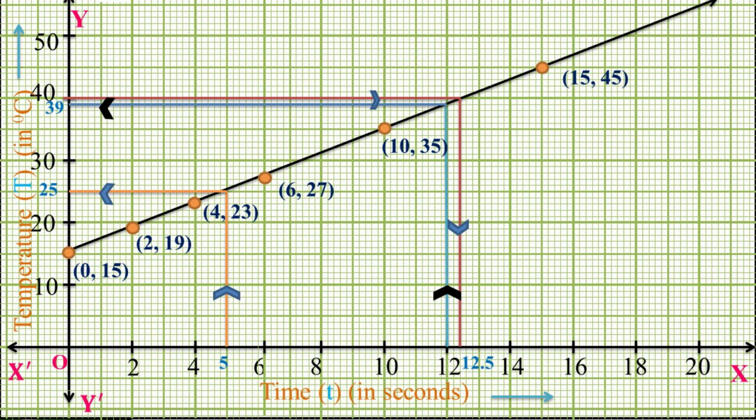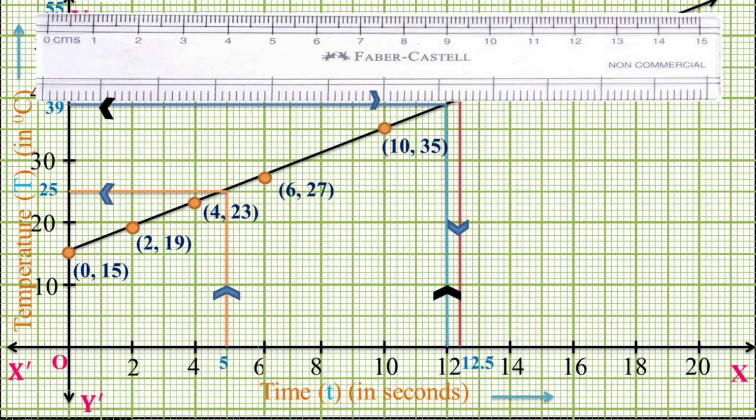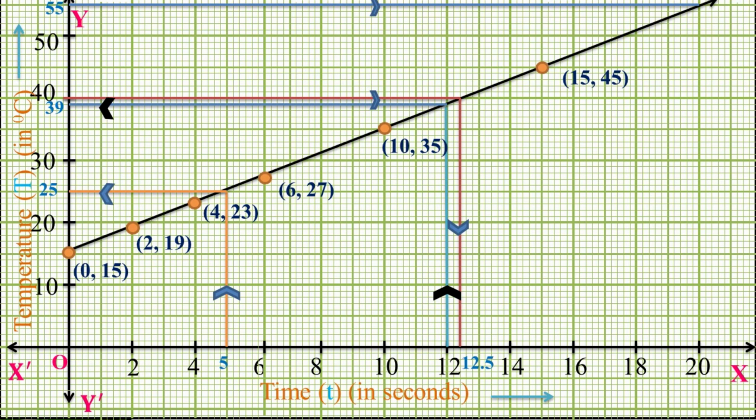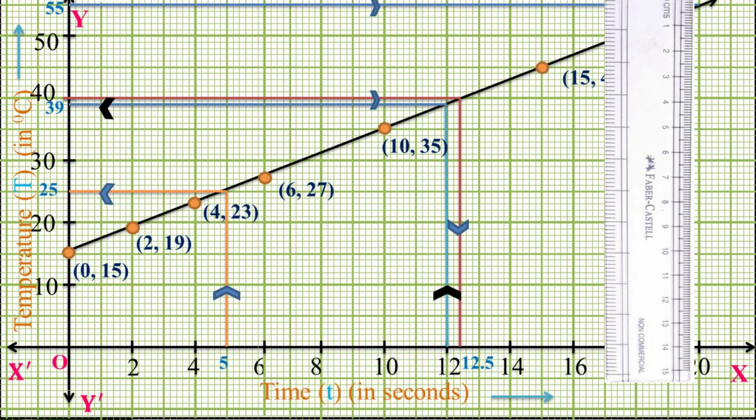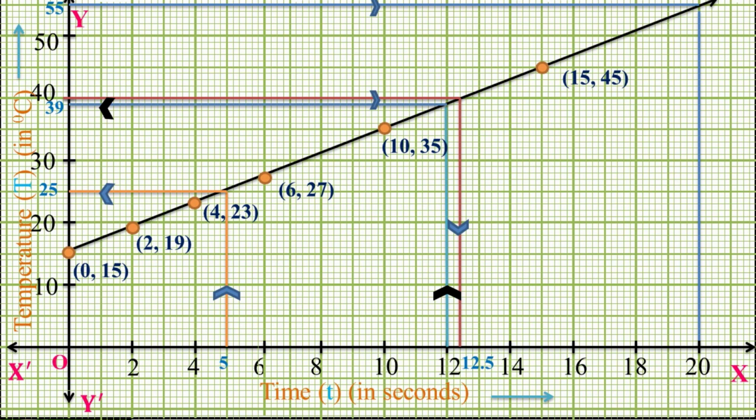Now we find the fourth question. We mark 55 degrees Celsius on the y-axis. Draw a horizontal line. The line meets the straight line. Now we draw a vertical line. The line meets the x-axis at 20. Observe the figure. When temperature is 55 degrees Celsius, then time is 20 seconds.